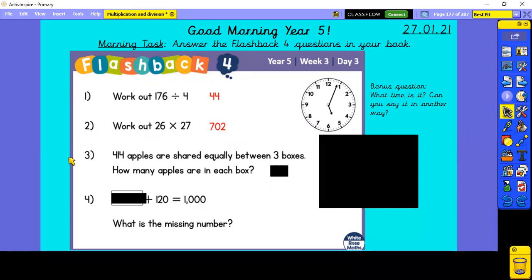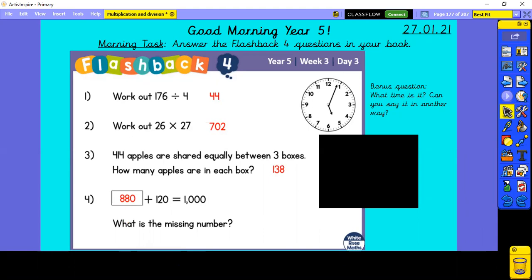Okay, question 3. 414 apples are shared equally between 3 boxes. How many apples are in each box? So you should have done 414 divided by 3 to get 138. Okay, question 4. Something add 120 is 1000. What is the missing number? So for this you could have done the inverse and done 1000 minus 120 to get 880.